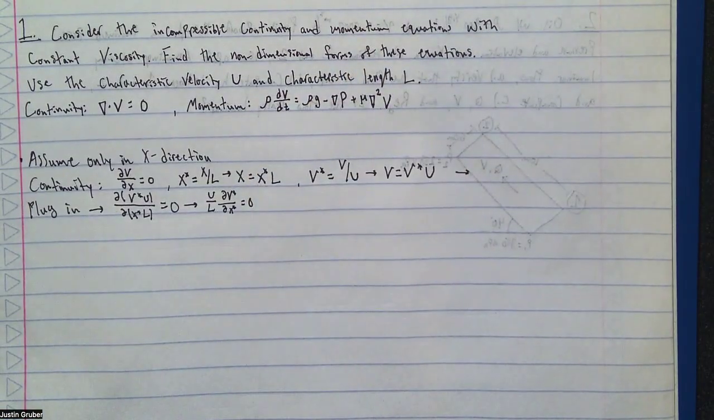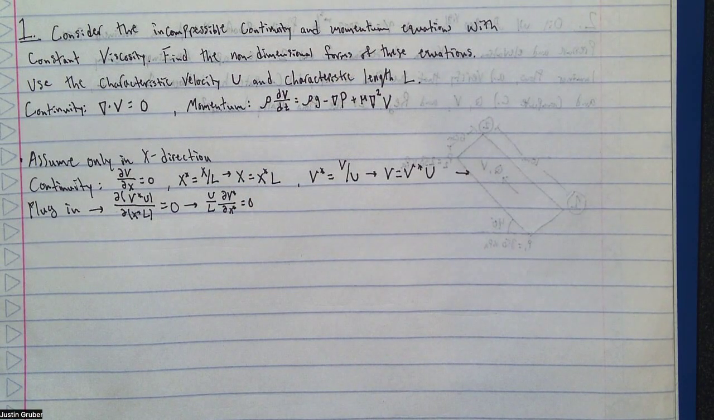And that U over L, though, is still a dimensional term. So what we're going to do is just divide by U over L to the other side. 0 over U over L is just 0.